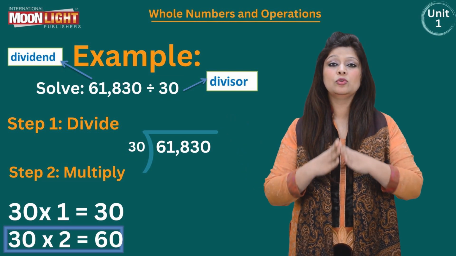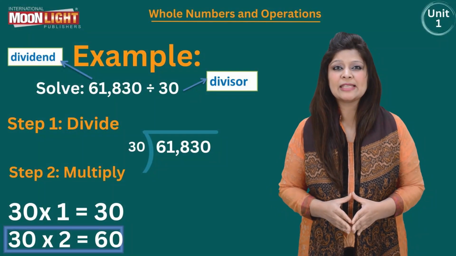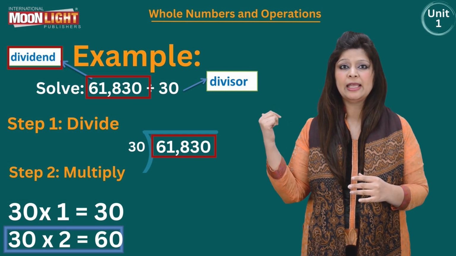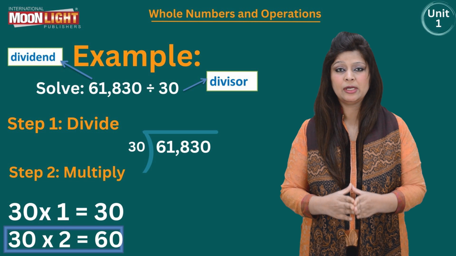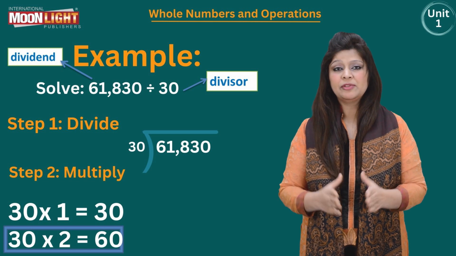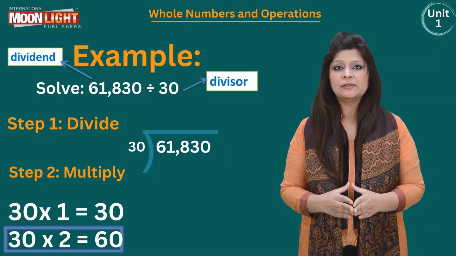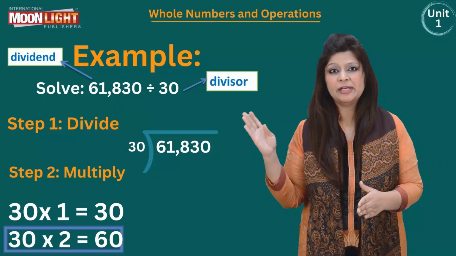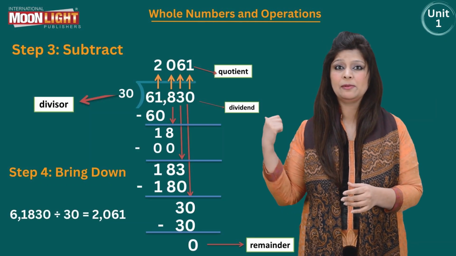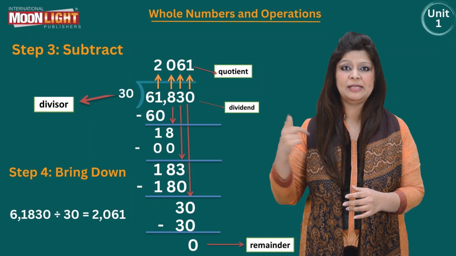Now I'm going to work according to the steps. First is multiplication. Because the divisor is a 2-digit number, we consider the first 2 digits of the dividend and see whether this number is less than or greater than 30. If it is greater than 30, we do multiplication. If it is less, we take 3 digits instead of 2. You need to remember this. Here, 61 is greater than 30, so I can do multiplication now.